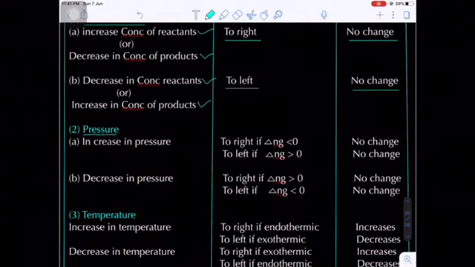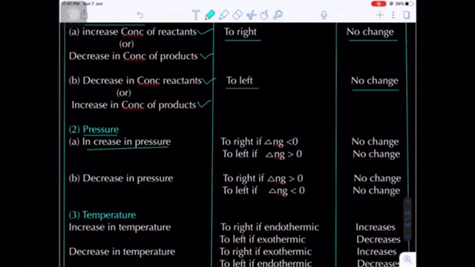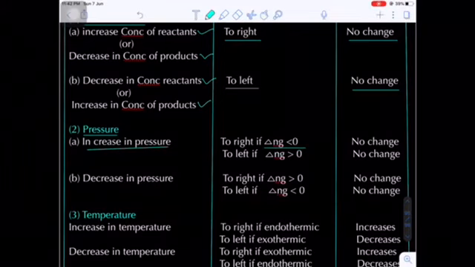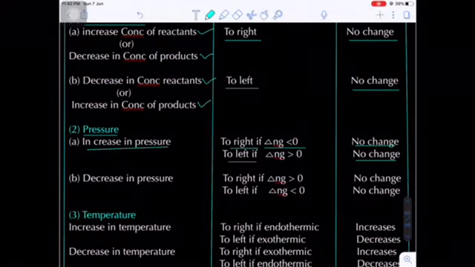Next, come to the pressure effect. Just now I told you, on increasing the pressure, the system tends to move where there is a decrease in the number of moles. Now here, if the reaction has delta Ng value negative, in the sense that the left side has a high number of moles and the right side a low number of moles, and you increase the pressure, the system moves where there is a decrease in the number of moles, that means the right side, forward direction. And if delta Ng is greater than 0, the backward reaction is favored. Here also there is no change in the equilibrium constant value.